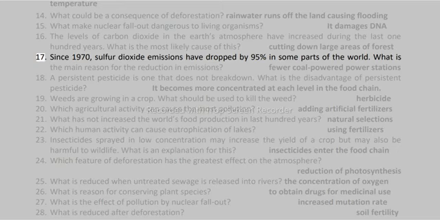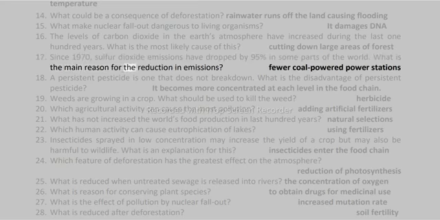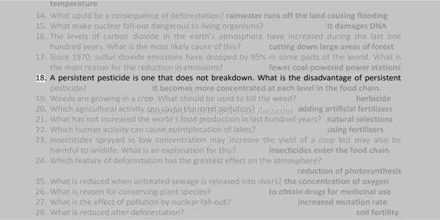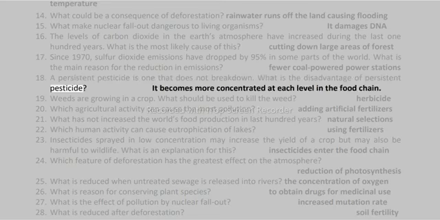17. Since 1970, sulfur dioxide emissions have dropped by 95% in some parts of the world. What is the main reason for the reduction in emissions? Fewer coal-powered power stations. 18. A persistent pesticide is one that does not break down. What is the disadvantage of a persistent pesticide? It becomes more concentrated at each level in the food chain.